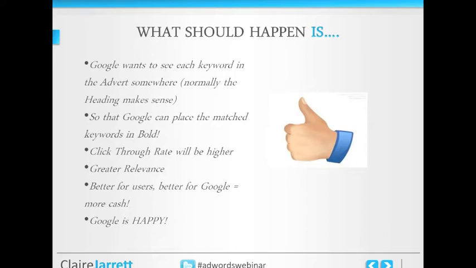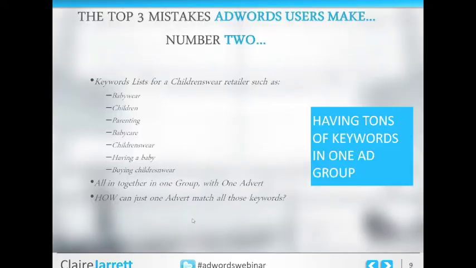You ideally need to split your account up so that you have fewer groups with fewer adverts, with ideally just 1 or 2 keywords matching each advert. It really is as simple as that. Okay, now on the same theme, the next thing that people do, very similarly, is they try and jumble in a big long list of keywords. So we've imagined here that somebody for a children's wear retailer has put all of these keywords in the same group. So baby wear, children, parenting, baby care.